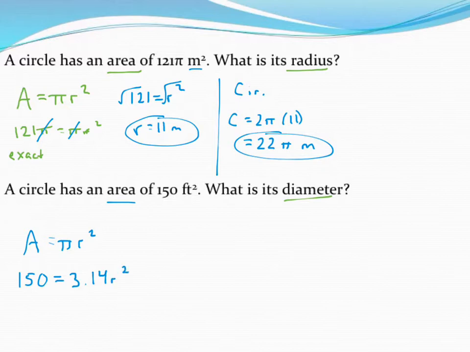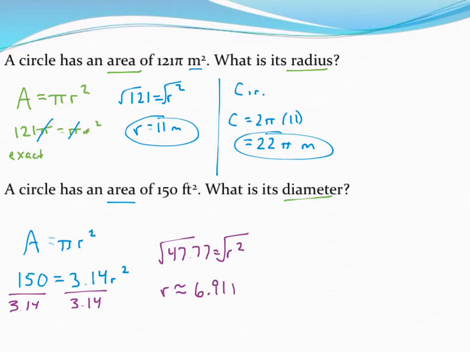So to finish this, square root should be the last thing you do. So I'm going to divide both sides by 3.14 first. The numbers we're working with are pretty nasty, but as long as we have a calculator, it's not a huge deal. So once I divide, I came up with 47.74 equal to the radius squared. And then to get the radius by itself, I'll take the square root of both sides. And I come up with approximately 6.91 feet for my radius.